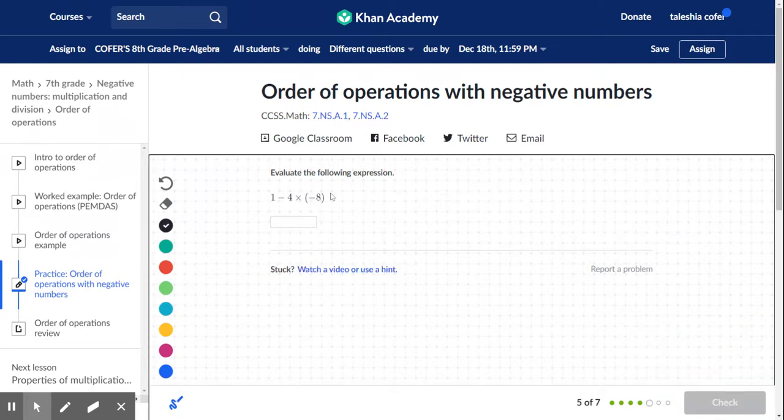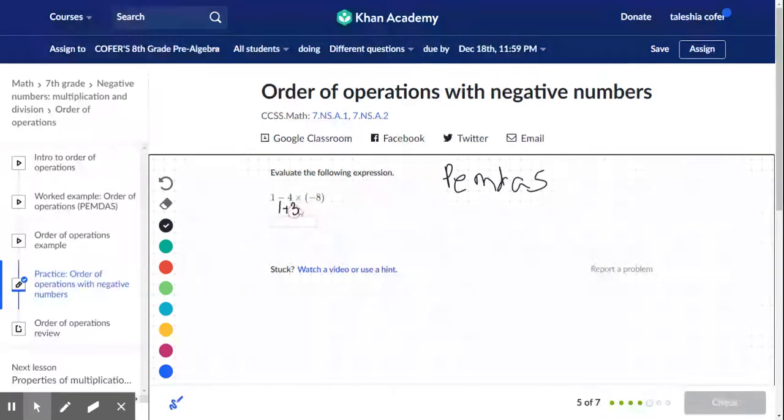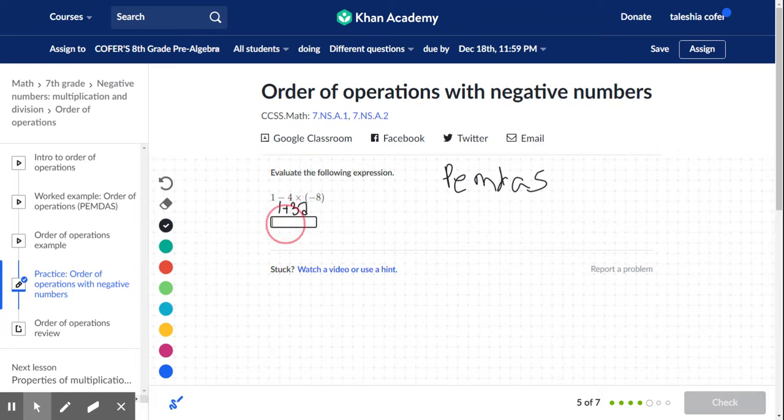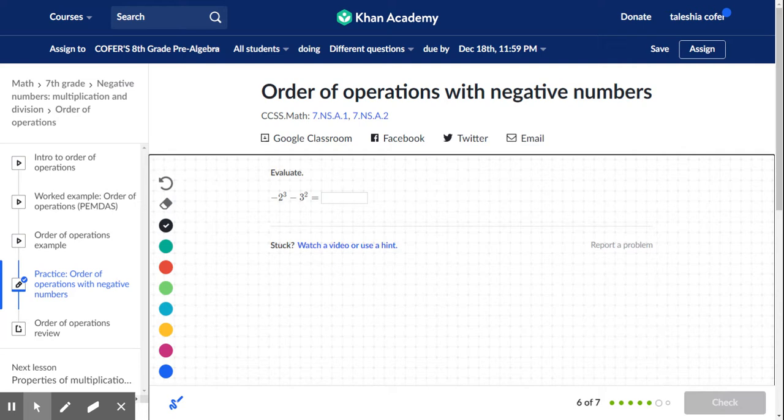On this one, PEMDAS: parentheses, exponents, multiplication and division, addition and subtraction. I have parentheses here, but that is to help me remember that my 8 is negative. I have no exponents. I do have multiplication. Negative 4 times negative 8 gives me a positive 32. So now I have 1 plus 32. And 1 plus 32 gives me a 33. So my answer would be 33.